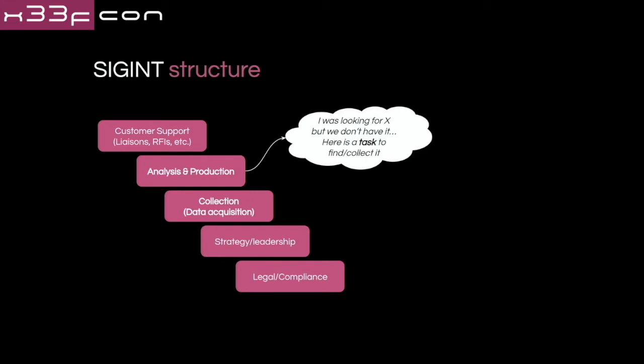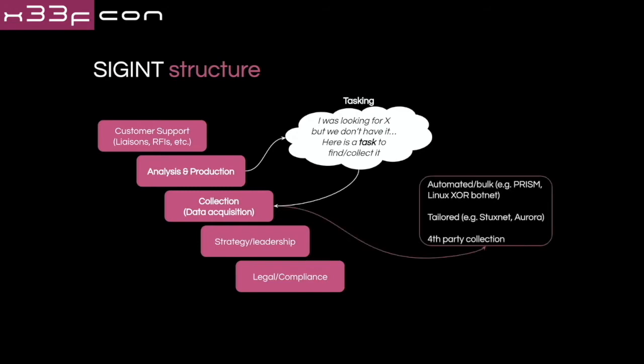This is called tasking, and it might be like, I was looking for X, but we don't have it. Here is a task to find and collect it. This is the second part of the collection, which is tasking. The first is, you have those requirements, you know where to find them, you go and fetch them. The second is, I have an intelligence gap, please go out and fill it. Now, there are a couple of different ways that the collection could be done. One is through automated bulk collection.